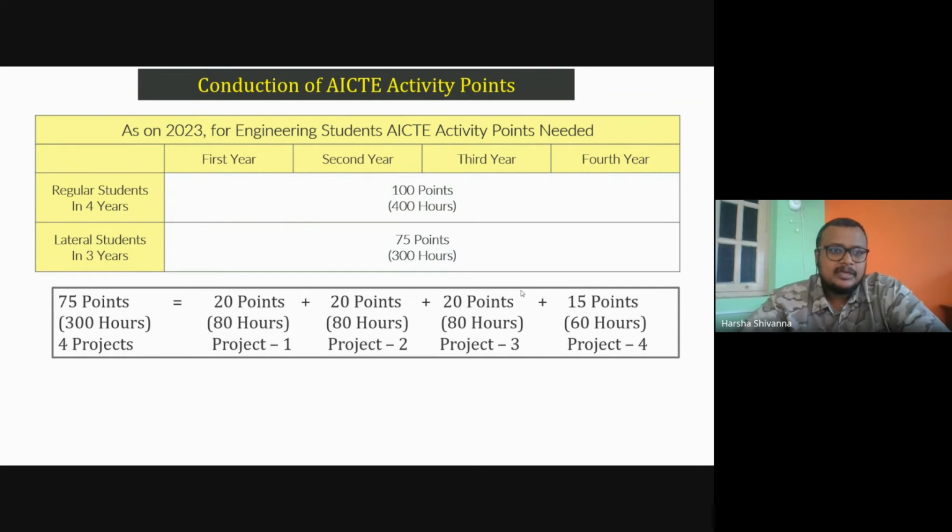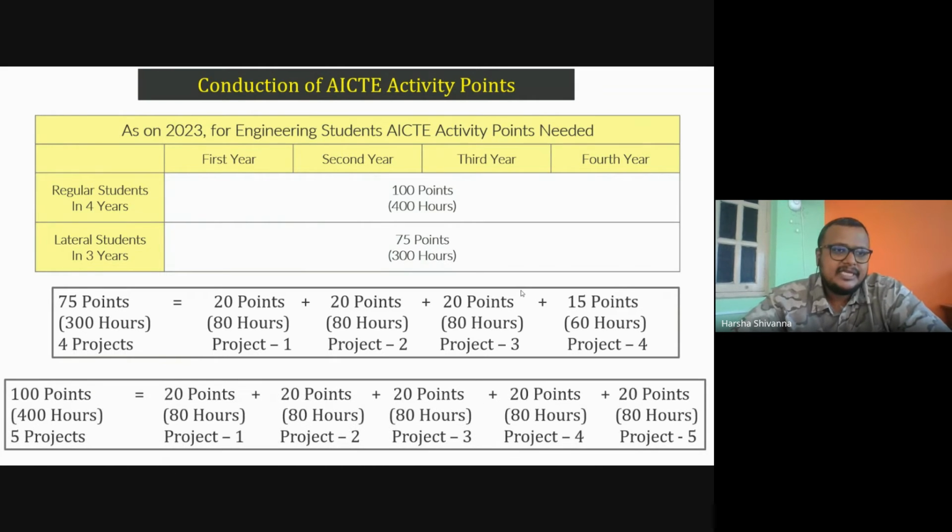Let's go further. Now, how can a student earn 75 points if he's a lateral entry student? As per the VTU, 75 points account to 300 hours, and the student has to have 4 different activities. First activity is 20 points, second activity 20 points, third activity 20 points, and fourth activity is 15 points. Whereas if a regular student has to earn 100 points, he must have 5 different activities, each of 20 points. So from a student perspective, you need to remember this.